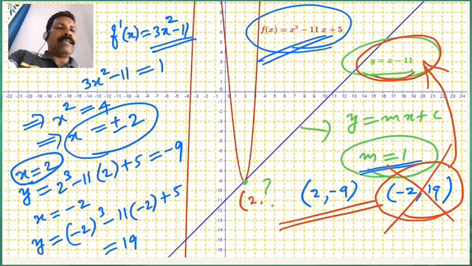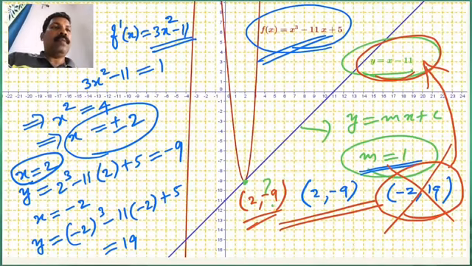At the point (2, -9), you can see this blue colored tangent, that is y is equal to x minus 11. And the second answer (-2, 19) is not admissible because it doesn't satisfy the given tangent equation. So only one point we have, (2, -9), on the curve at which the tangent equation will be y is equal to x minus 11.